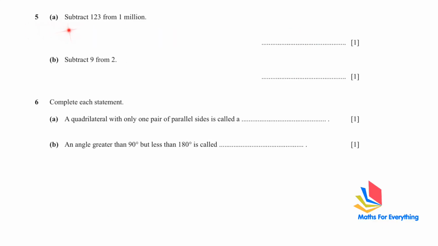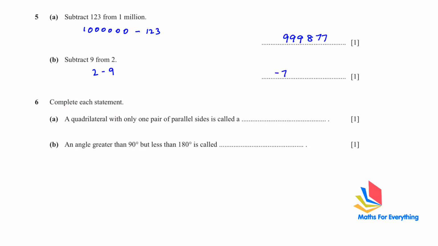Question number 5a. Subtract 123 from 1 million. 1 million has 6 zeros. So from that we'll subtract 123 and we'll get 999,877. Subtract 9 from 2. So 2 minus 9 will give us negative 7.